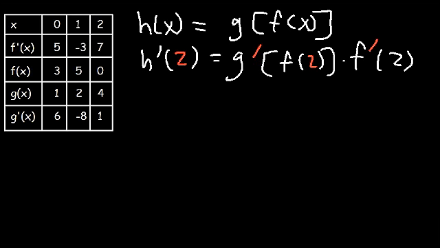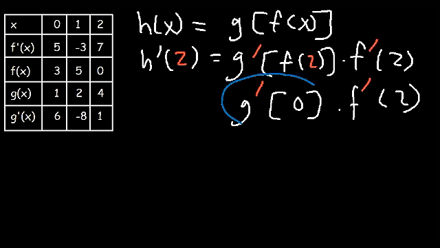Okay, so let's find out what the value of f of 2 is. So when x is 2, f of x has a value of 0. So f of 2 is 0. So now we can evaluate g prime of 0. So g prime of 0, when x is 0, g prime is 6. So we have a 6 on the outside.